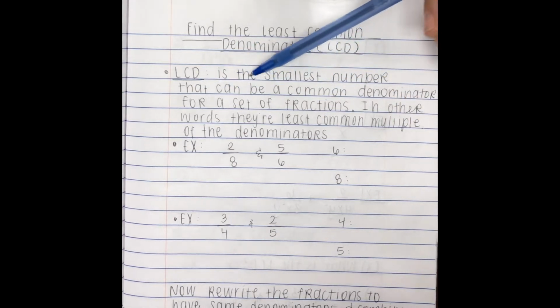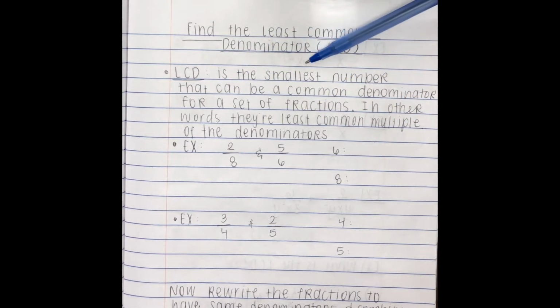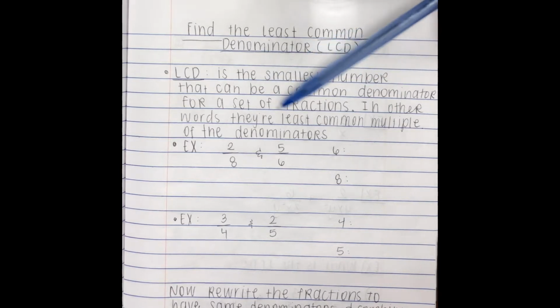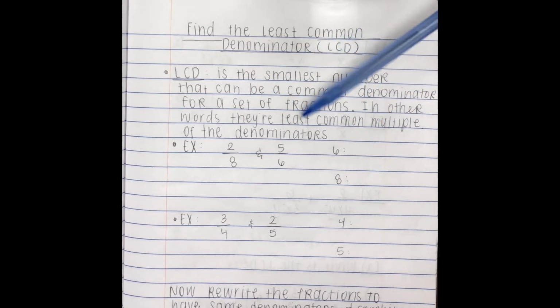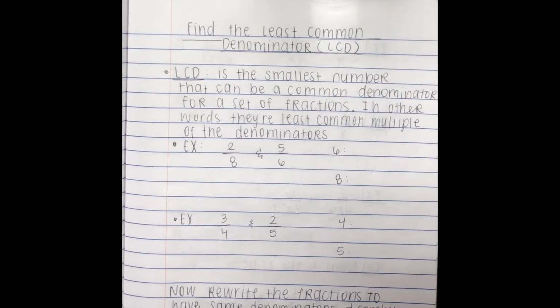LCD, your least common denominator. Okay, it is the smallest number that can be a common denominator for a set of fractions. In other words, they're the least common multiple of the denominators. Okay, so let's take a look at what that means.